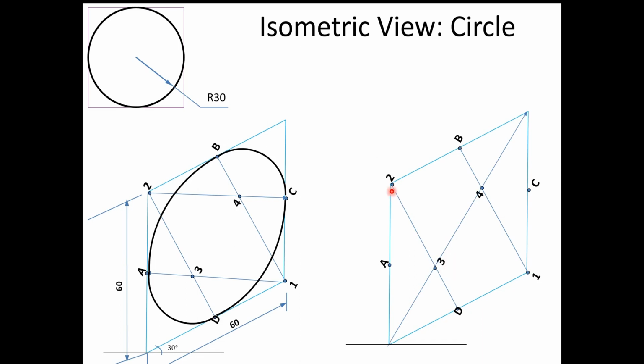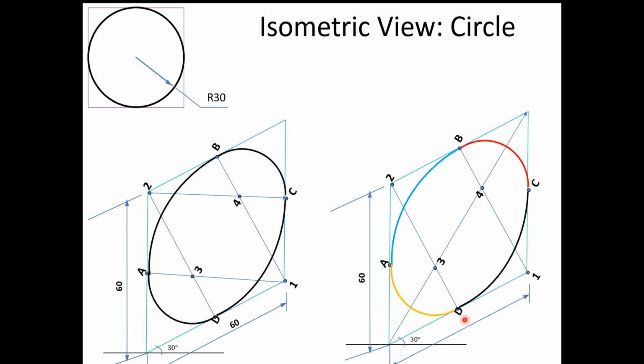Then already you know, 1 to A distance in compass, you will draw arc AB. Then similarly 2 to D distance in compass, draw arc DC. Similarly 4 to B distance in compass, 4 as a center, draw arc BC. Similarly 3 to A distance in compass, draw arc AD. So in this way we have completed this.